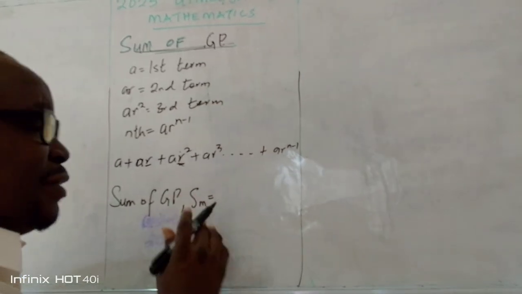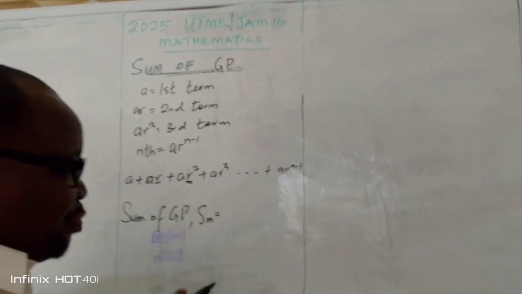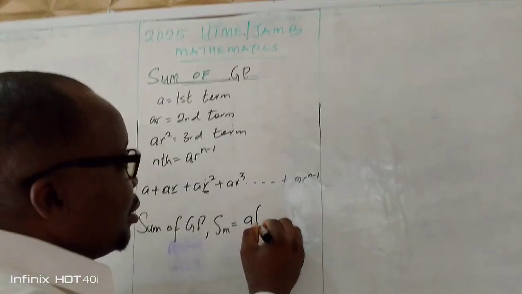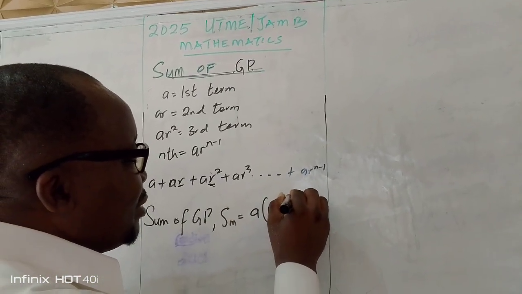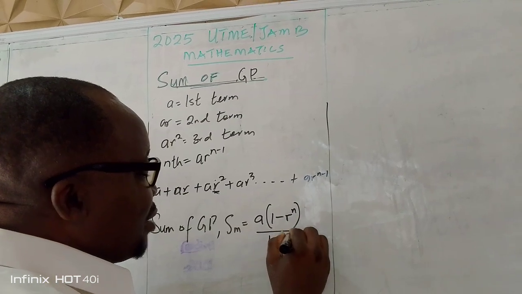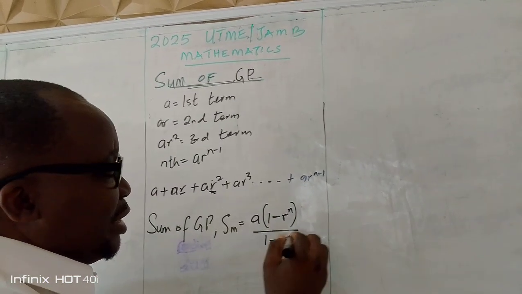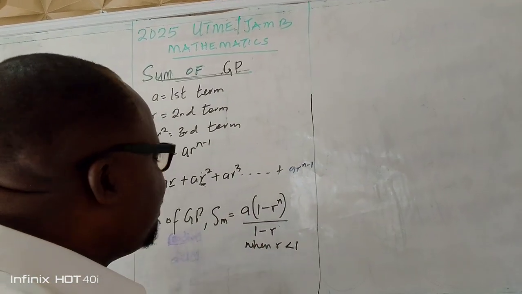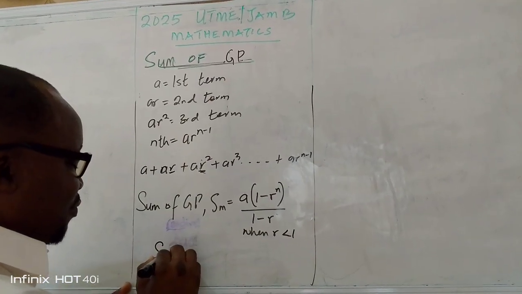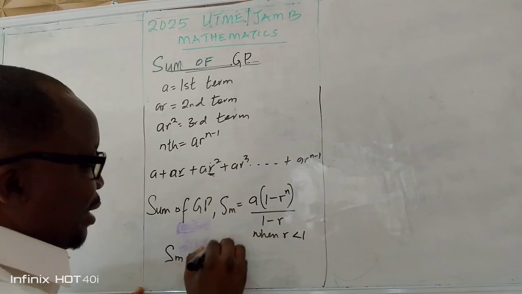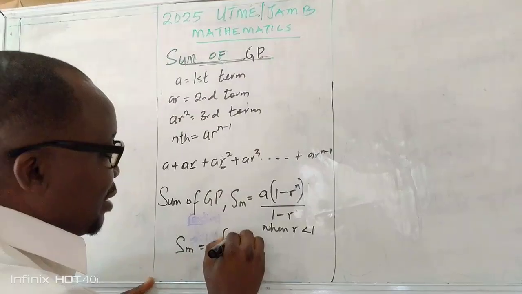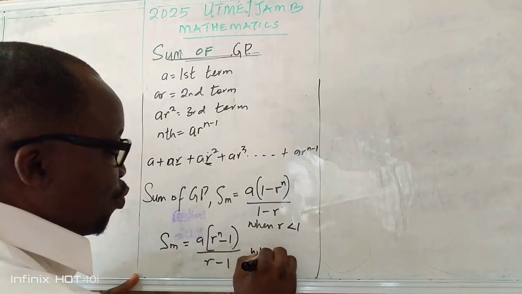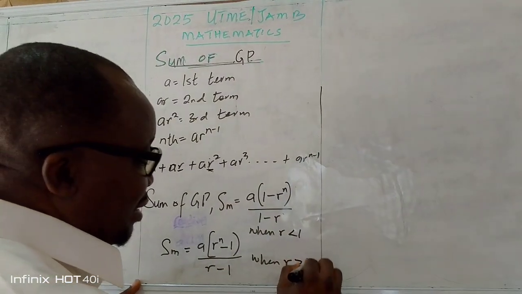Now, there are two different formulas to determine the sum of a GP. The first one is A into (1 minus R raised to power n), all over 1 minus R. This formula we use when R is less than 1. While the second formula, the sum of GP, is A into (R raised to power n minus 1), all over R minus 1. This we use when your common ratio is greater than 1.